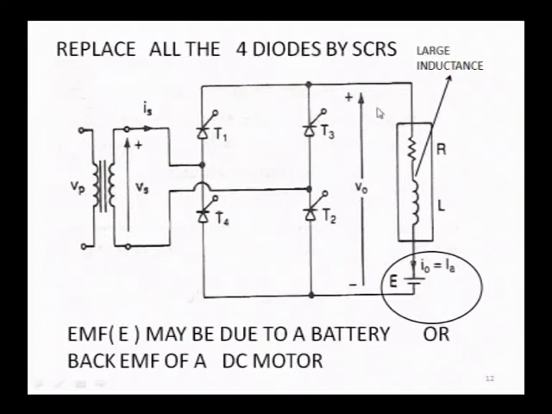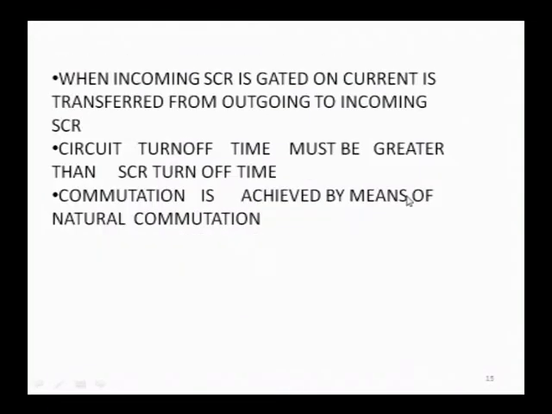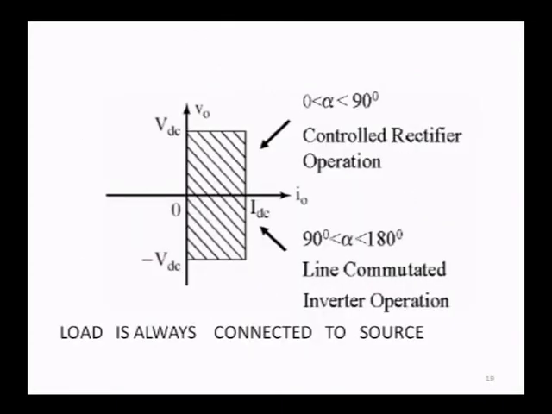Now I can replace this part by a DC motor, definitely, a motor having armature and field. So this is an application of DC motor control. Why do we use it? To control the speed of a DC motor in industries. This is a particular application of this controlled rectifier.